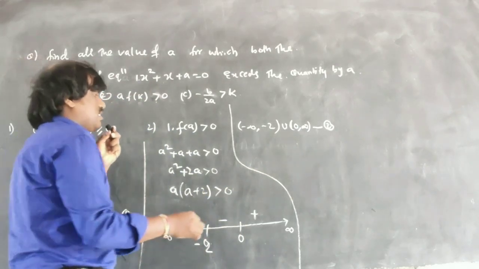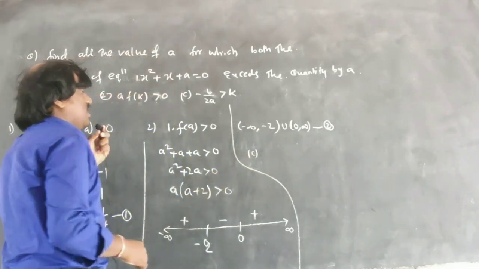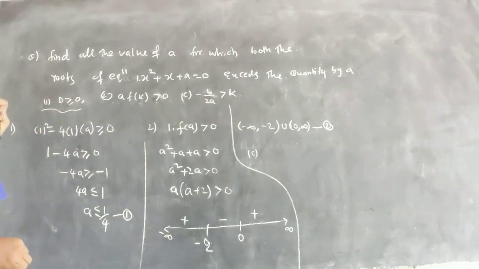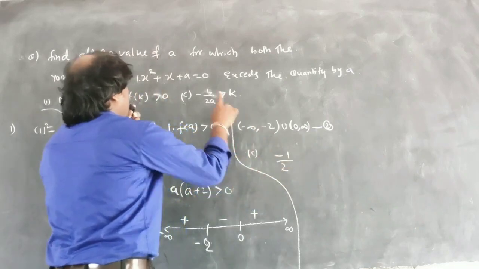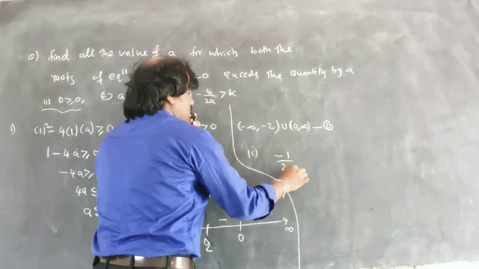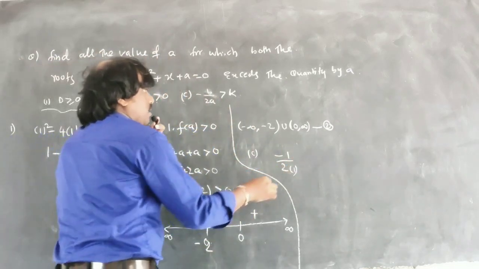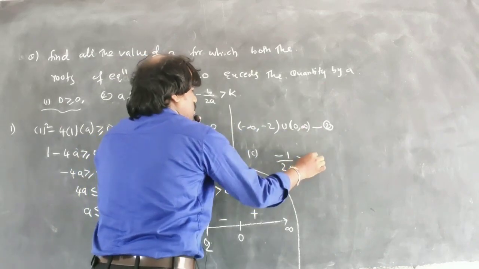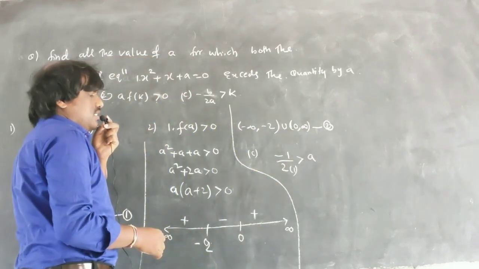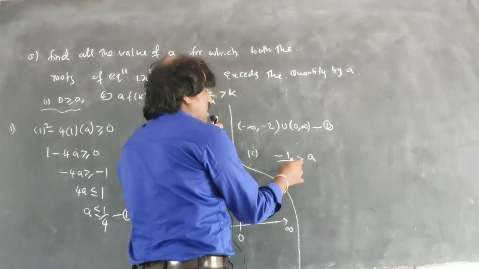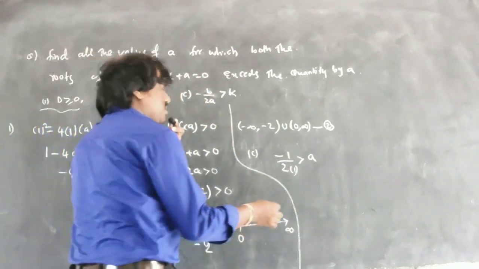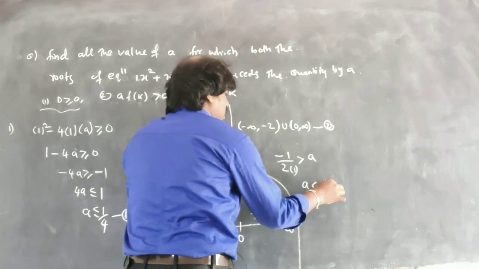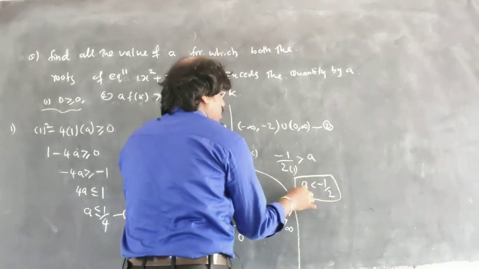Case number 3. Situation number 3 says that minus b by 2a, where b is minus 1, that is minus 1 by 2, and a is 1, is greater than the number a. So what you understand is minus half is greater than a. It means a is less than minus half. That is what you got, case number 3.